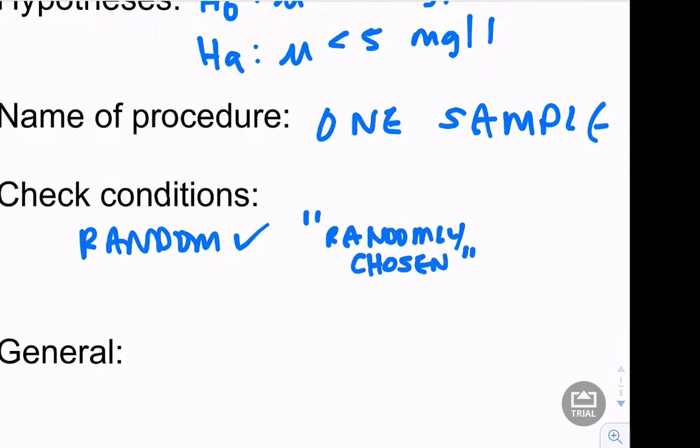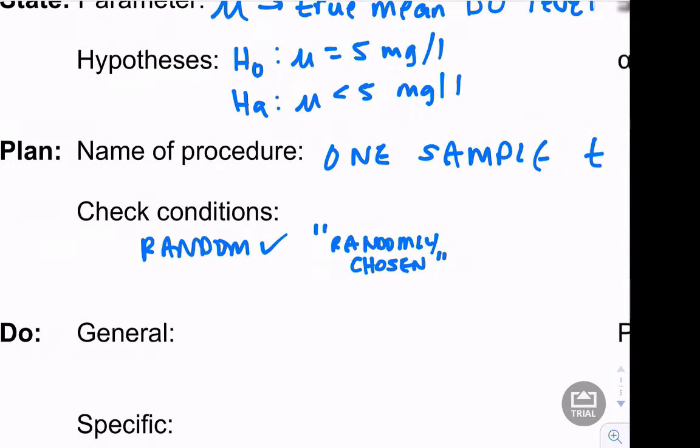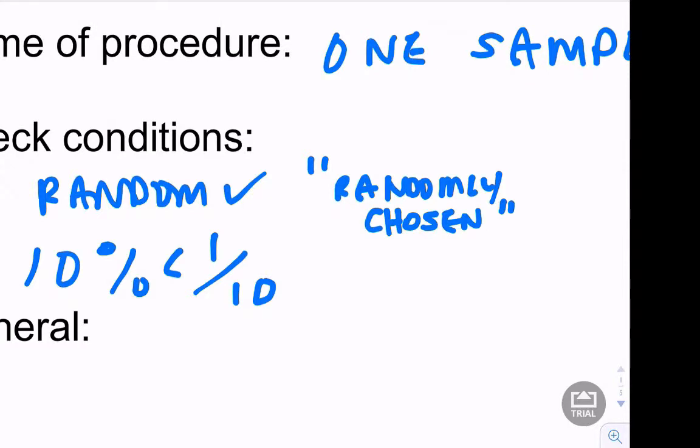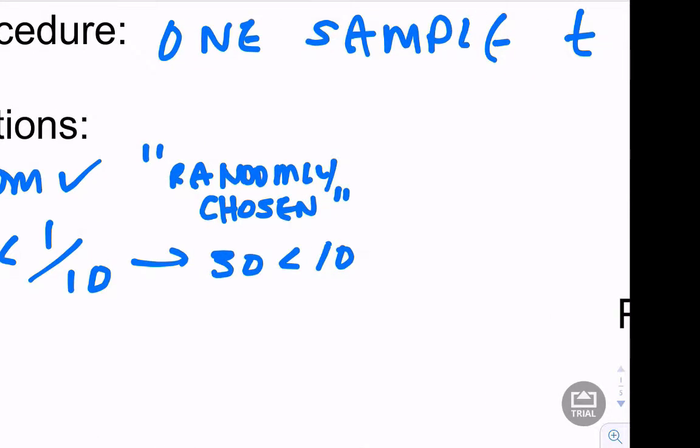In quotes. Does it meet our 10% condition? So let's look. Is it 10%? Is that less than 1/10 of all locations in a river? I would think so. So 30 is less than 10% of all locations.